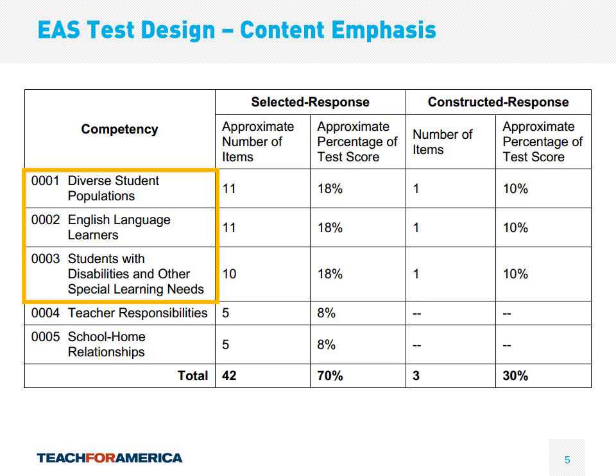There are a total of 47 questions, 42 selected response, which are multiple choice questions, and 3 constructed response questions, which are open-ended writing questions. The selected response items count for 70% of the total test score, while the constructed response items count for 30% of the total test score.